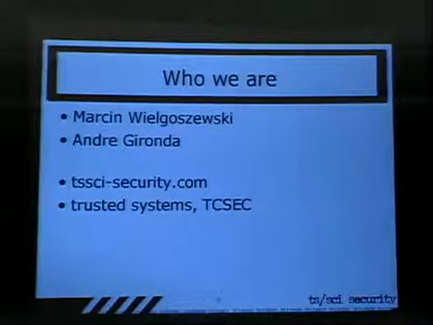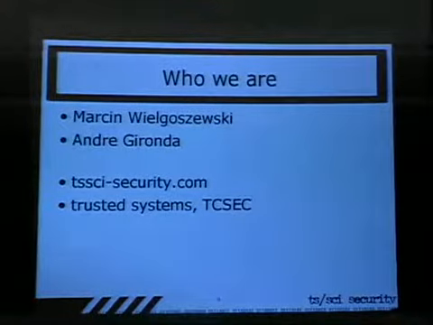So, who are we? My name is Marcin Wielgoszewski, and this is Andre Gironda. We are TSIsecurity.com, and the things that interest us are trusted systems. We're fanatics about TCSEC and the NSA Orange Book and Red Book, and we try to apply those concepts that were developed in the late 70s and early 80s to security problems that we have today.